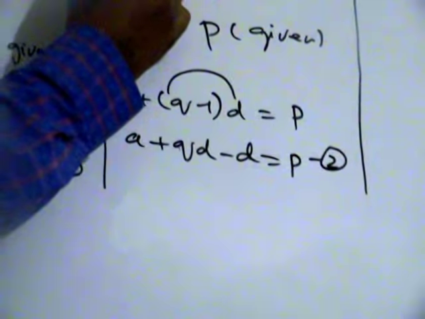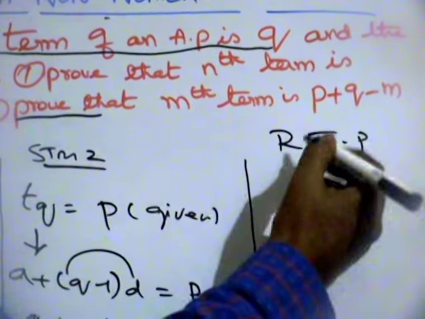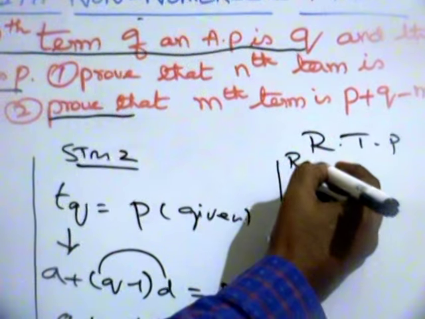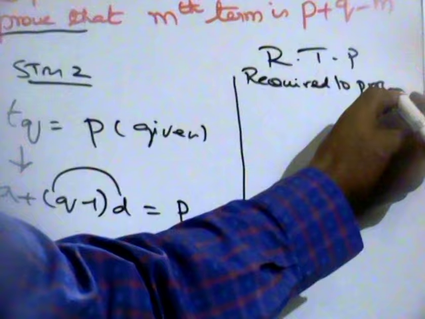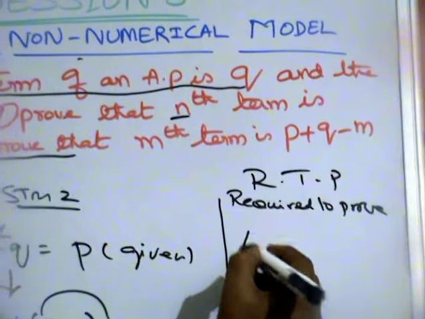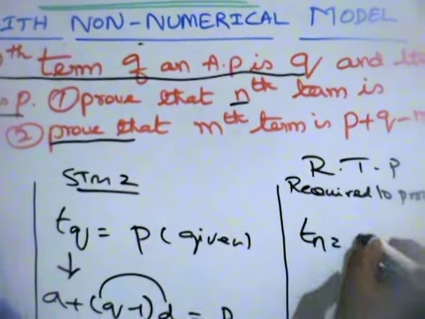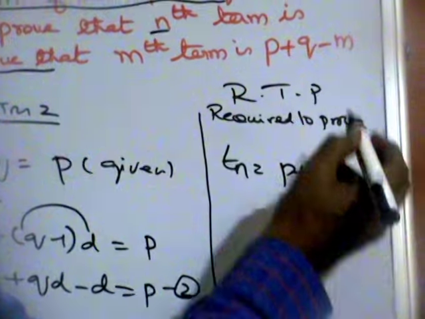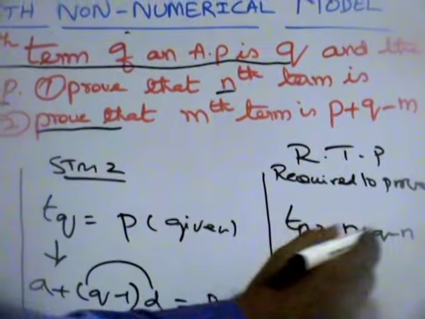We have to prove that. So write required to prove. RTP means required to prove. We have to prove, first question is nth term: Tn equal to P plus Q minus n. The second question is the same thing. First we do the first question, nth term. This you have to prove.